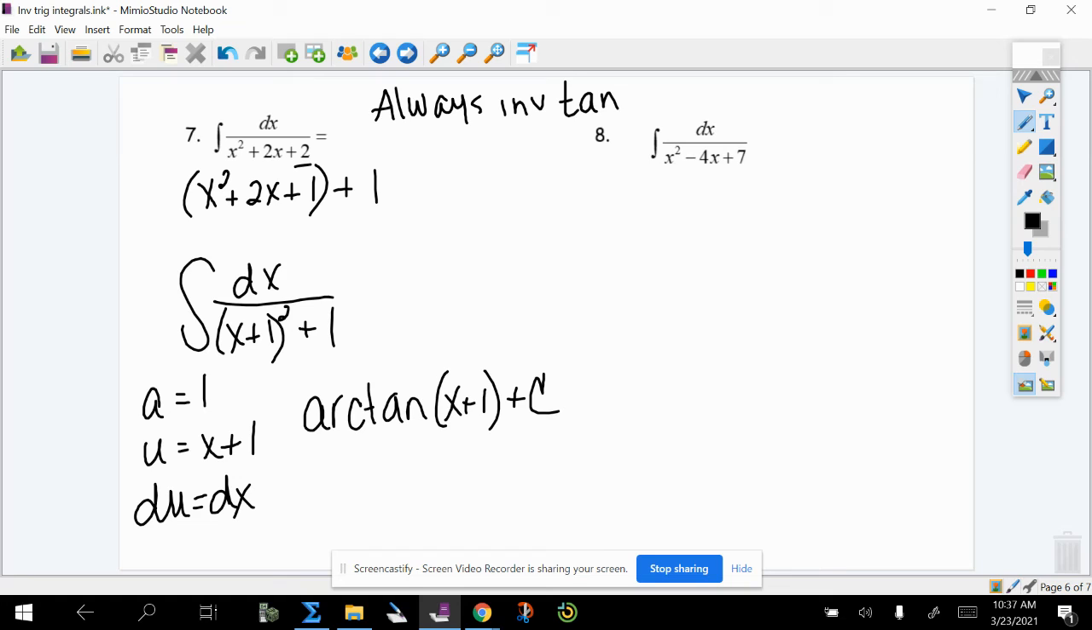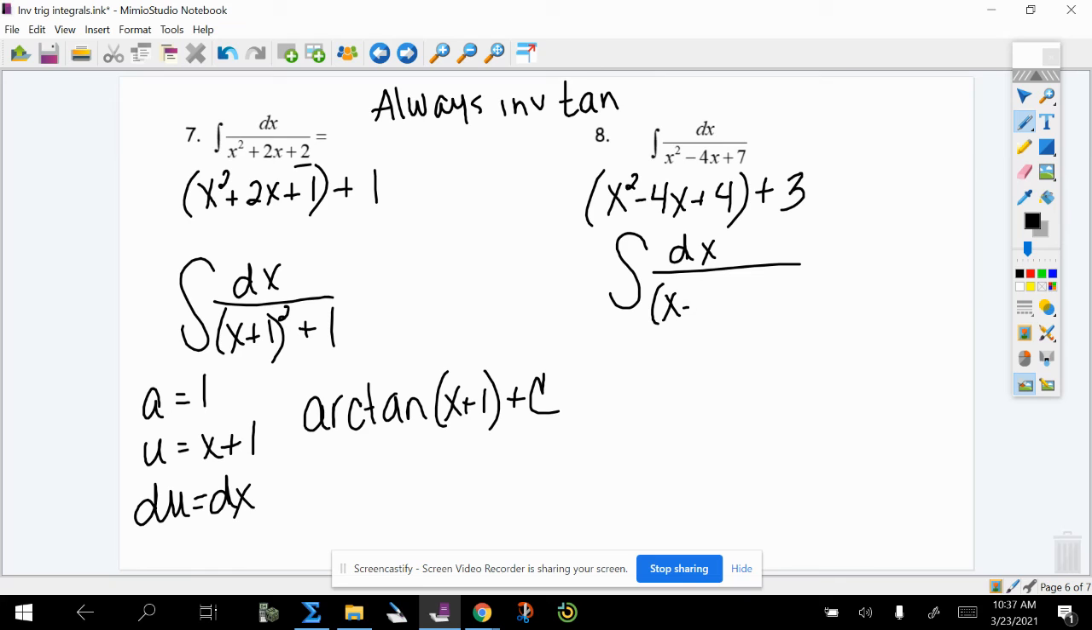Same thing with the next one. You're going to take the first two terms and figure out what you need to complete the square. Half of negative 4 is negative 2. Squared is 4. I had 7 to start with, so 4 of them are needed, which means 3 are left over. So I can rewrite this as x minus 2 being squared and then a plus 3.